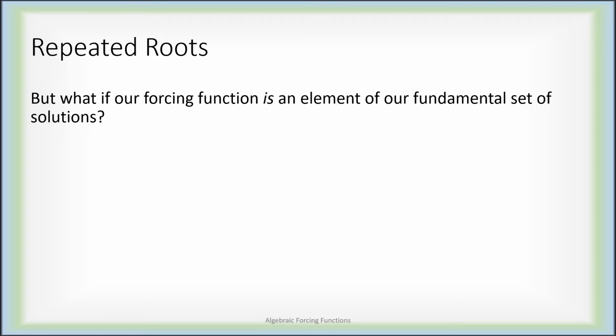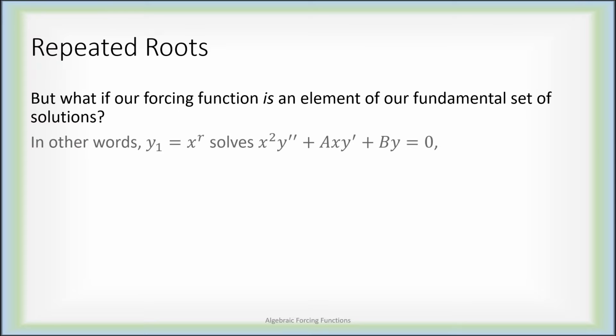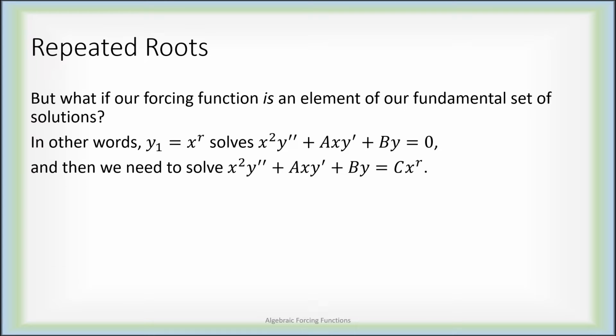But what if the forcing function actually is in the fundamental set of solutions? What if the forcing function solves the homogeneous equation? In other words, x to the r is our forcing function, but it also solves the second order Euler equation, x squared y double prime plus a x y prime plus b y equals 0. Well then, we have the same second order Euler equation with the same power of x as a forcing function.